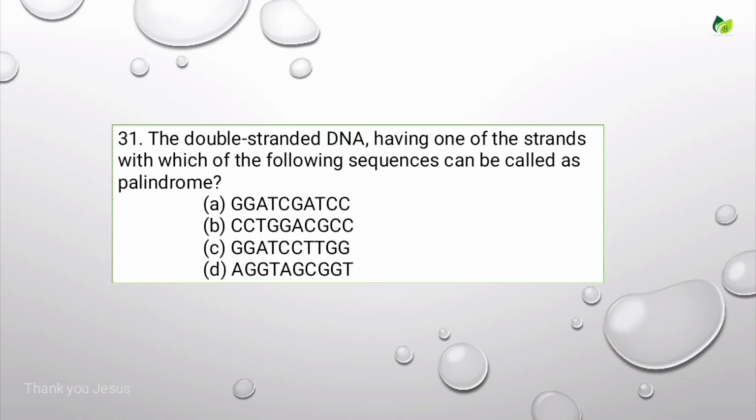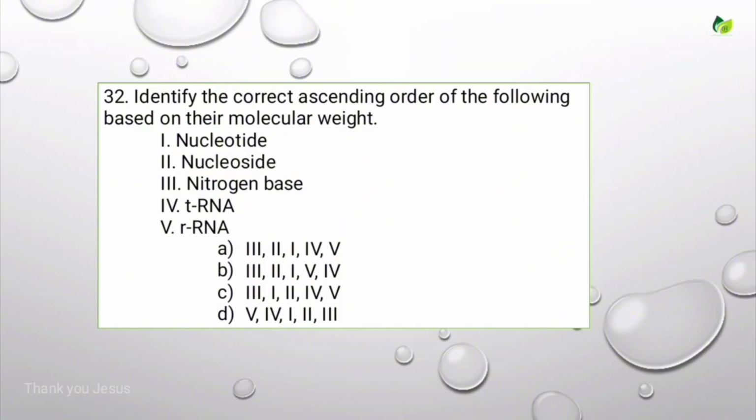A double-stranded DNA having one of the strands with which of the following sequences can be called a palindrome? Options are given like GGA, TCC. You have to pick the correct one. So that is the first one, GGATCGATCC, which is a palindromic sequence. Let's see the next question.